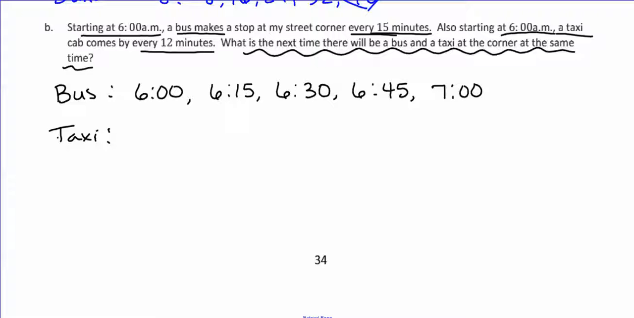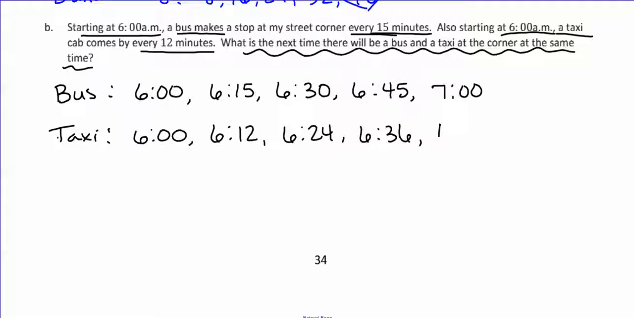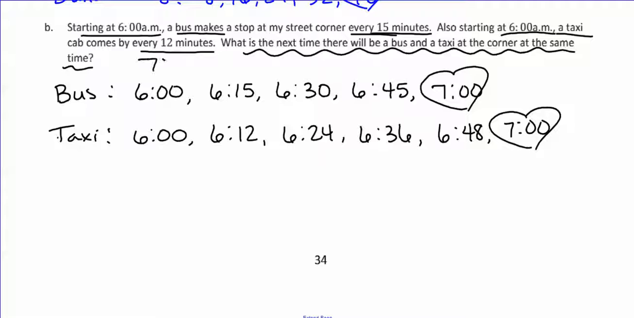All right, so the taxi is also going to start at 6 o'clock a.m. When's the next time the taxi is showing up? 6:12, very good. The next time would be 6:24, nice job. The next time would be 6:36. Next time, 6:48. And they would bump into each other at 7 o'clock. So 7 o'clock is the time, 7 o'clock a.m.